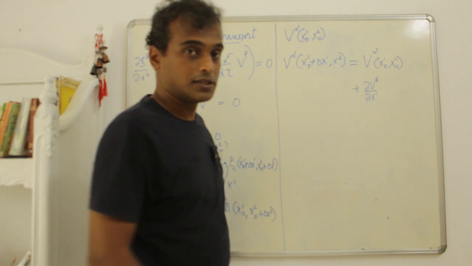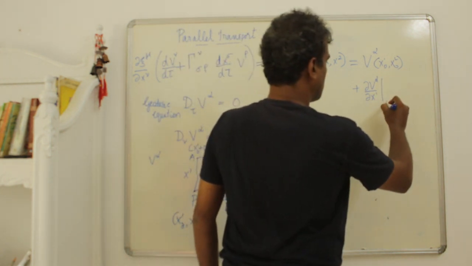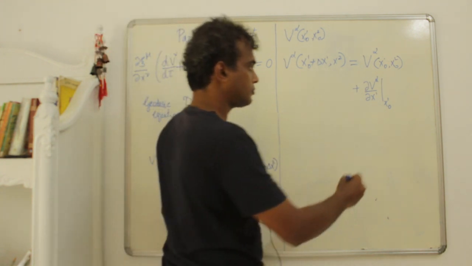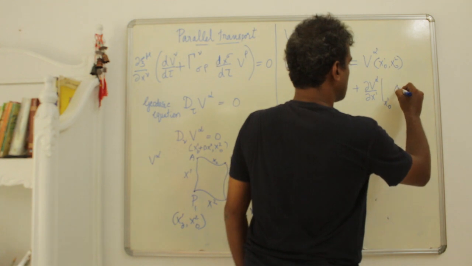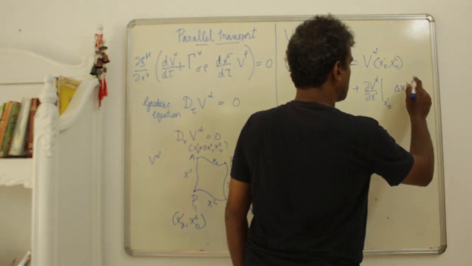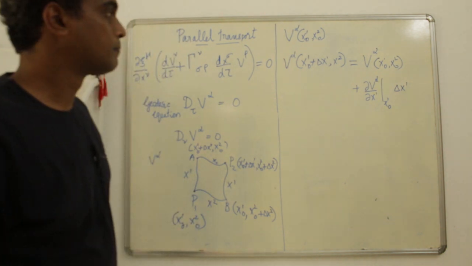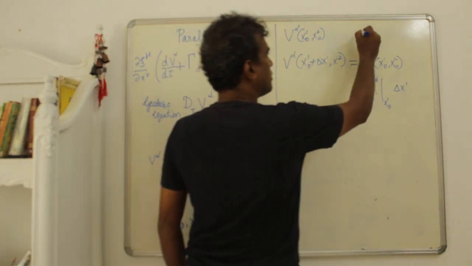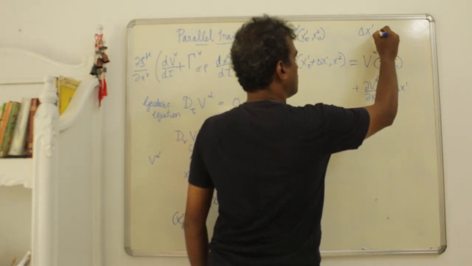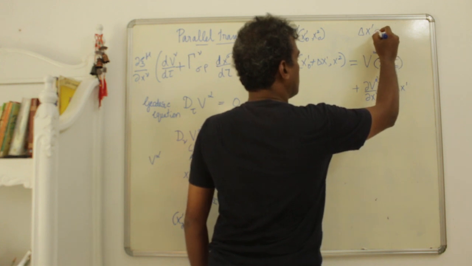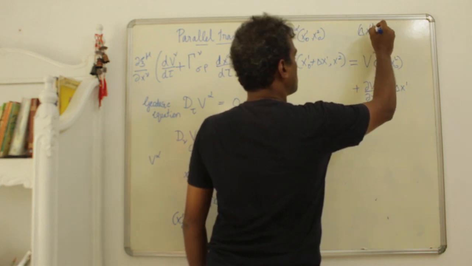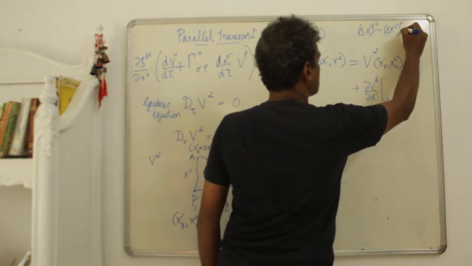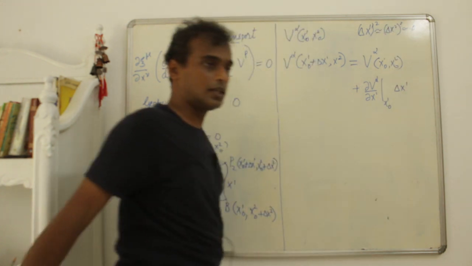Del V alpha by del x1 at x1 0, at the point with coordinate x1 0, times the difference in coordinates, delta x1. This is the form of the Taylor series when delta x1 as well as delta x2 are such that their squares can be taken to be 0. They are infinitesimally small.